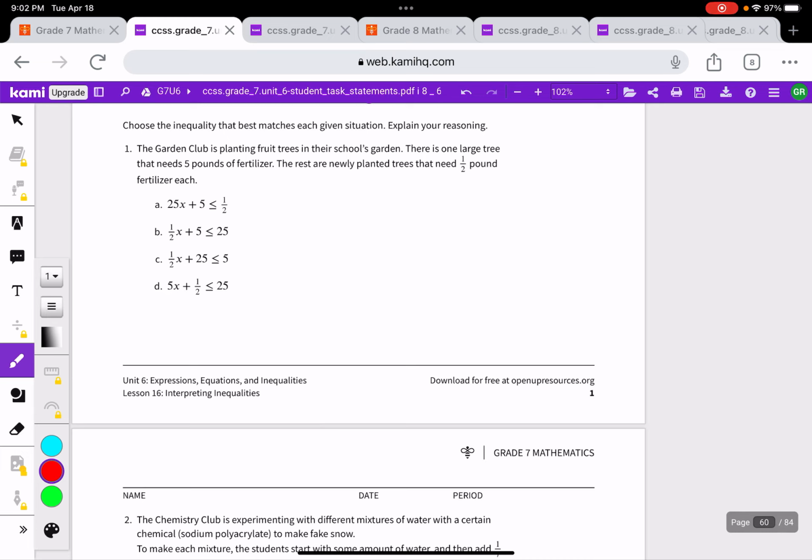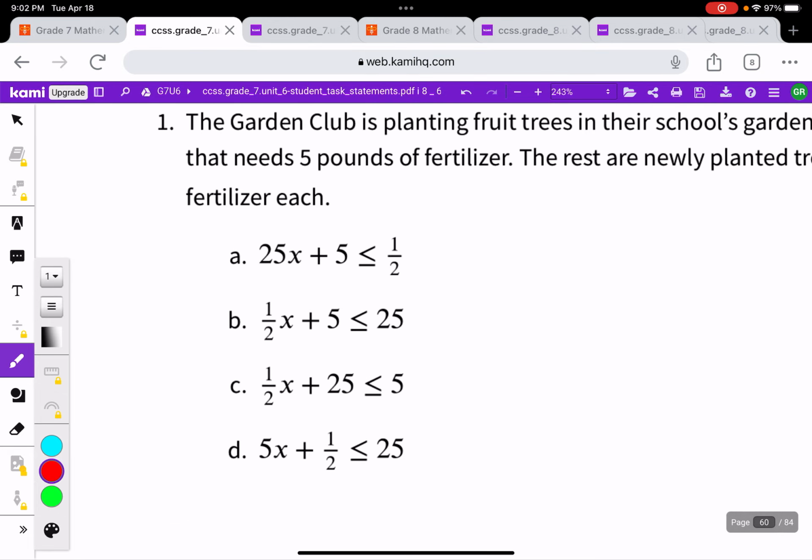And it's all doable once we select the right inequality. So if we have to, we read it again. Garden club's planting fruit trees. There's one large tree that needs 5 pounds of fertilizer. The rest are newly planted trees that need a half a pound of fertilizer. So what equation does that look like? Does that look like, is something 25 times something? I don't really see that anywhere. I don't see 25 in this problem being multiplied by anything.